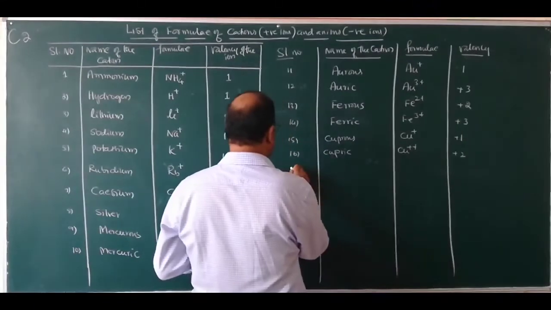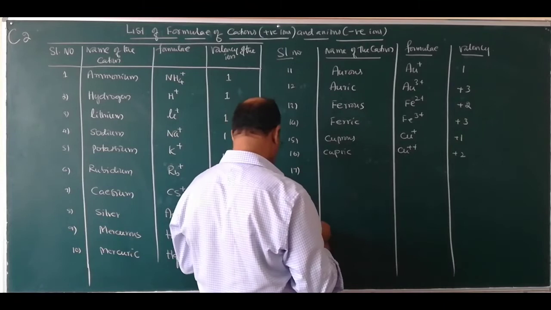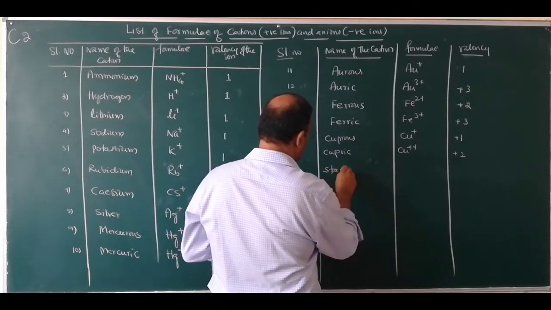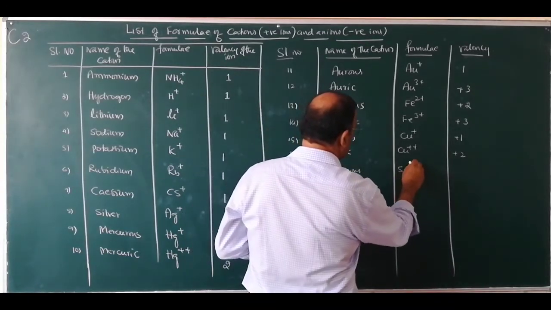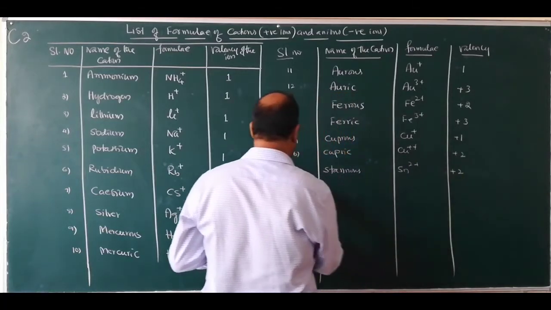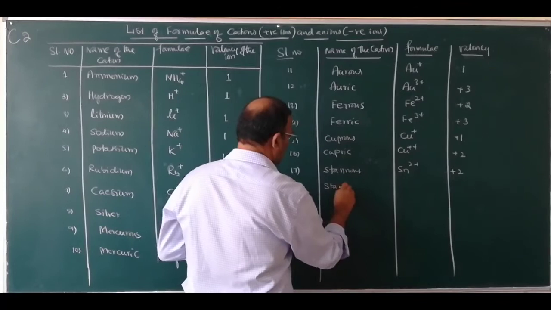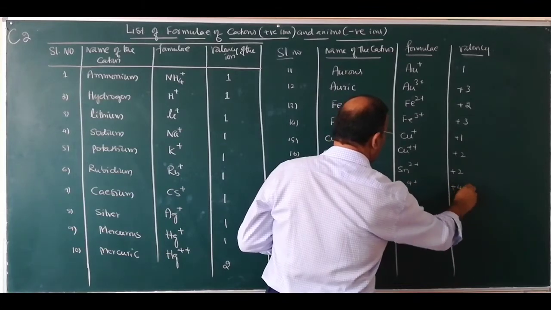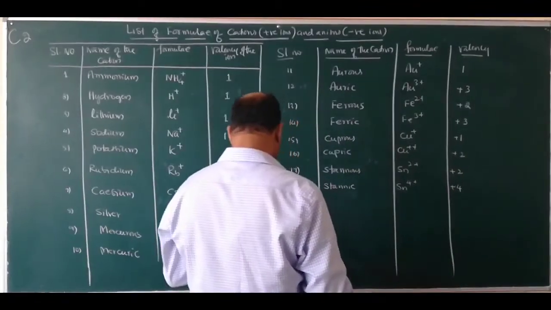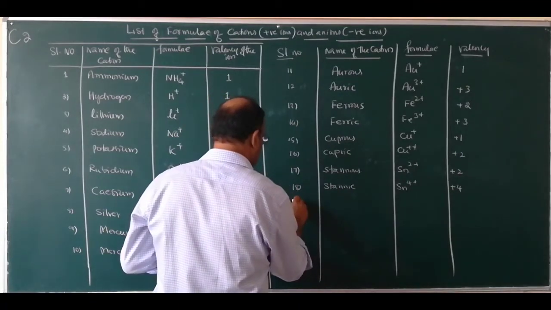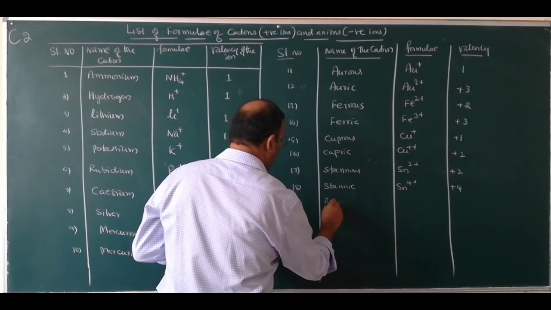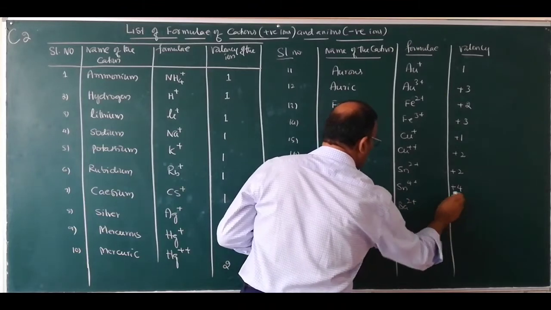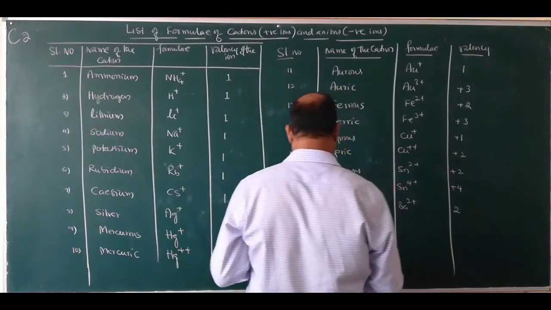Next, 17th, stannous, this is Sn2+, plus 2. 18th, stannic, Sn4+, this one is plus 4 oxidation valency. 19th, barium, this is Ba2+, oxidation state is plus 2. Barium.